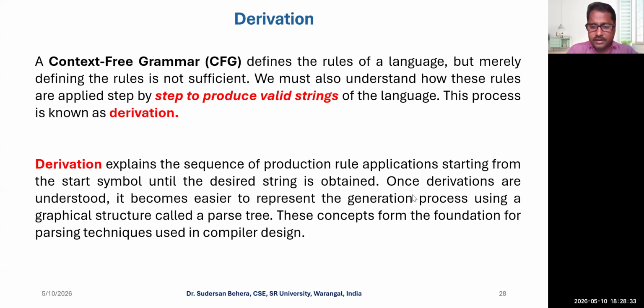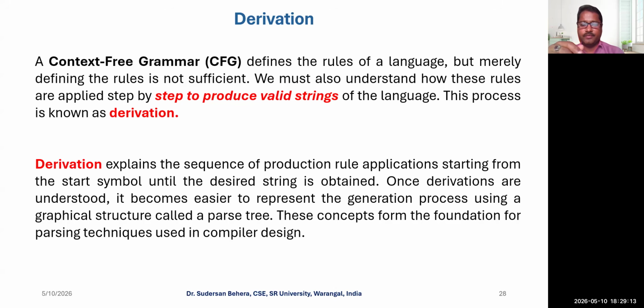Here, try to understand that derivation explains the sequence of production rule application, starting from the start symbol until the desired string is obtained. The process of generating or obtaining the string, starting from the start symbol of the grammar by applying a sequence of substitutions, is called derivation. Once derivations are understood, it becomes easier to represent the generation process using a graphical structure called a generation tree, or derivation tree, or parse tree, or syntax tree.